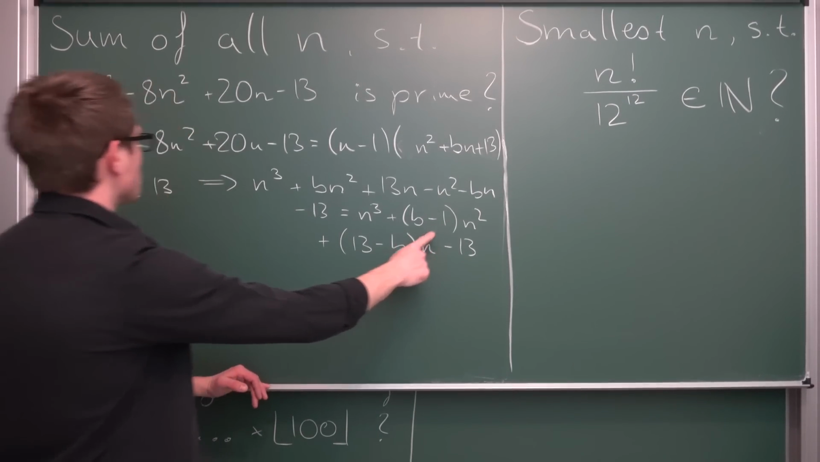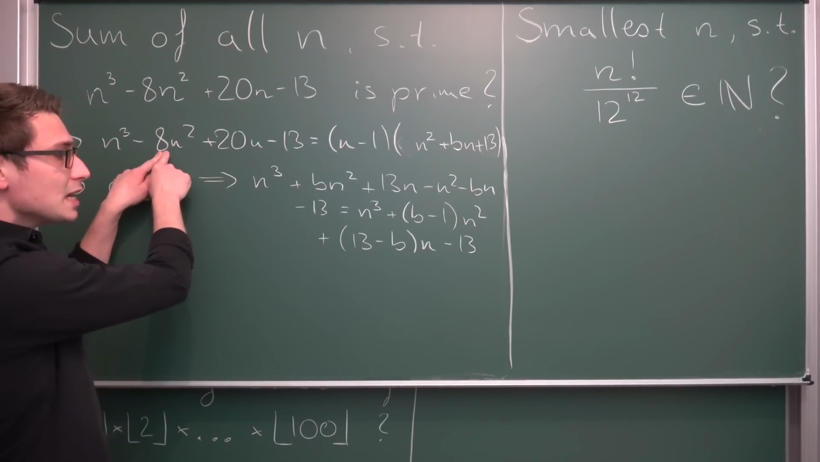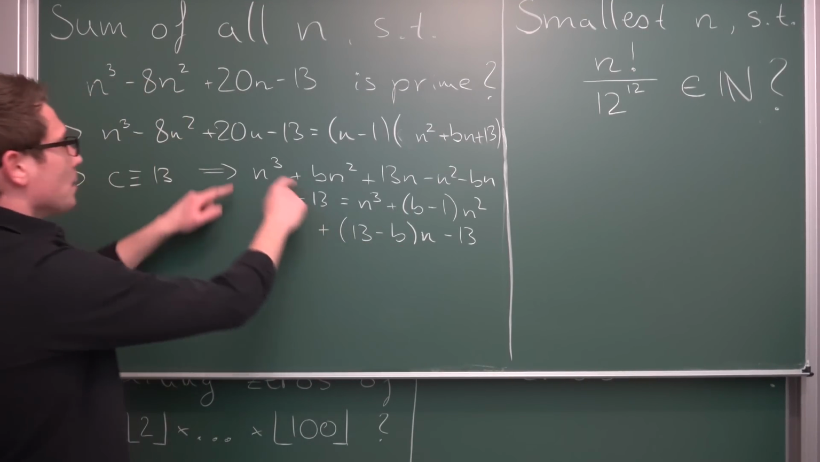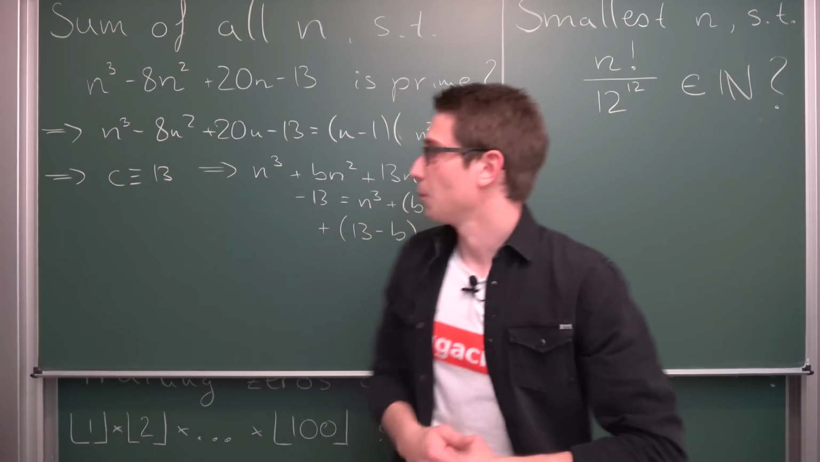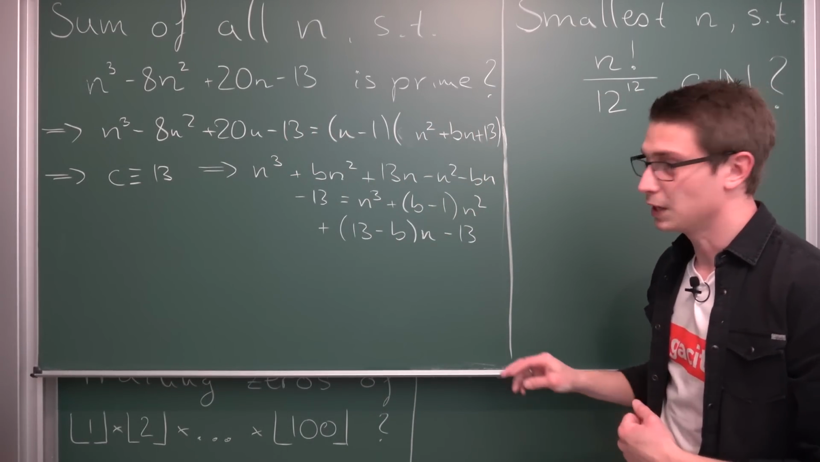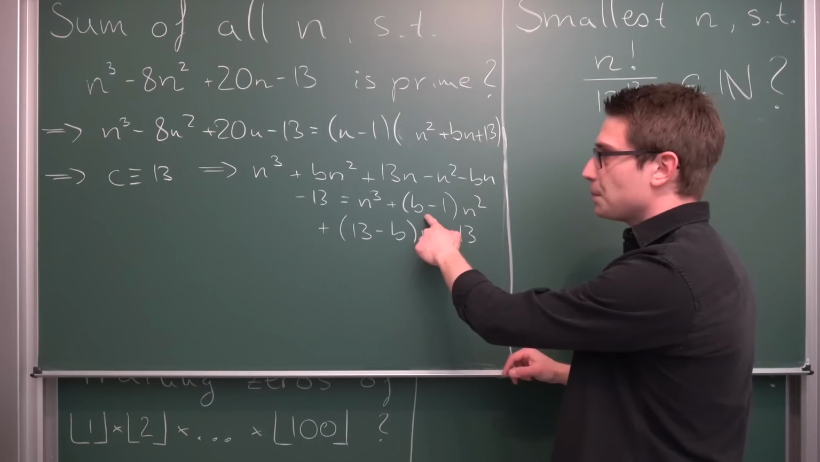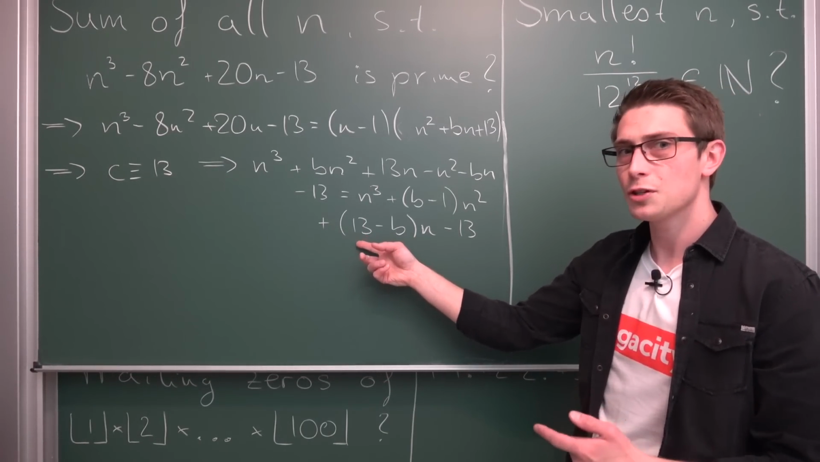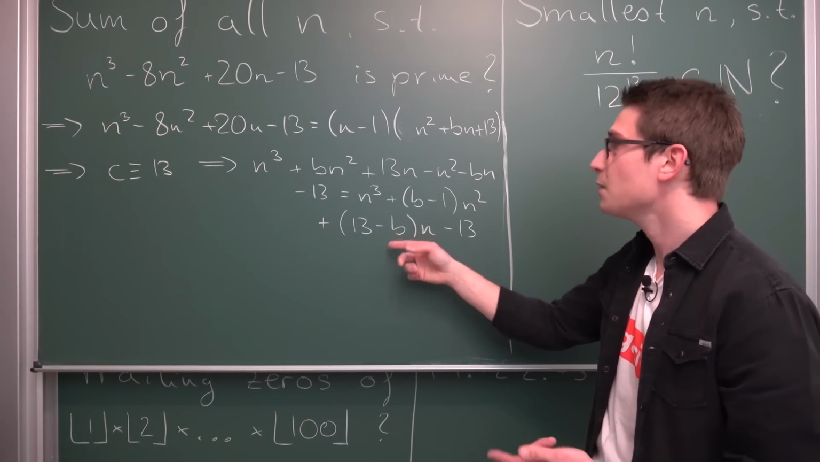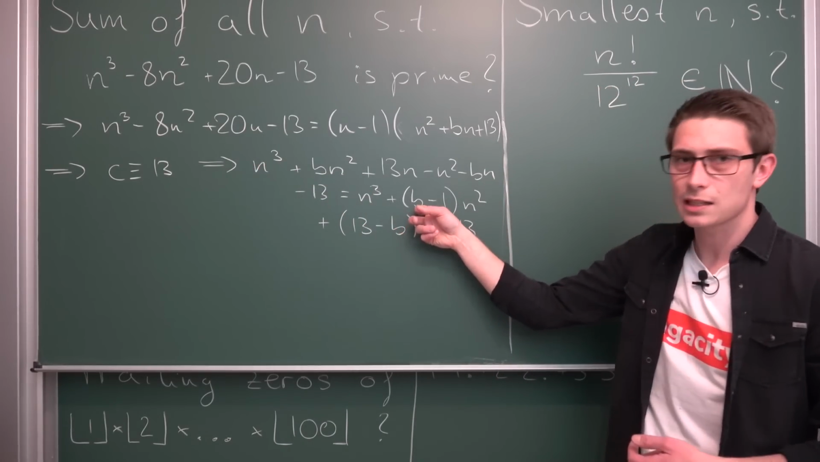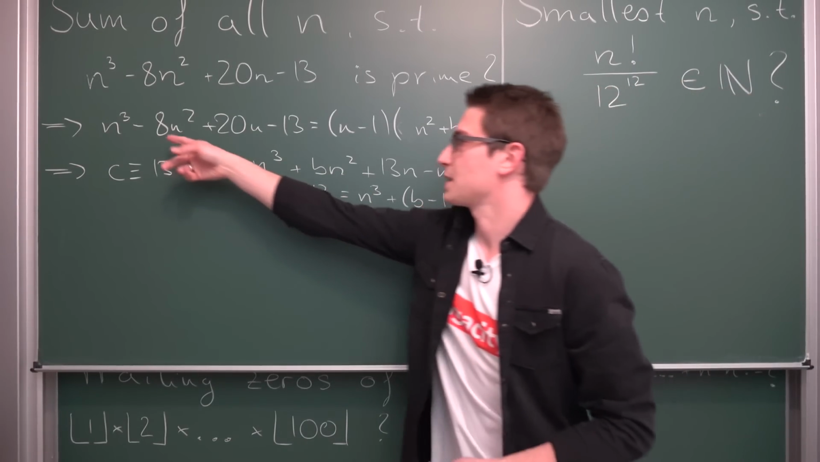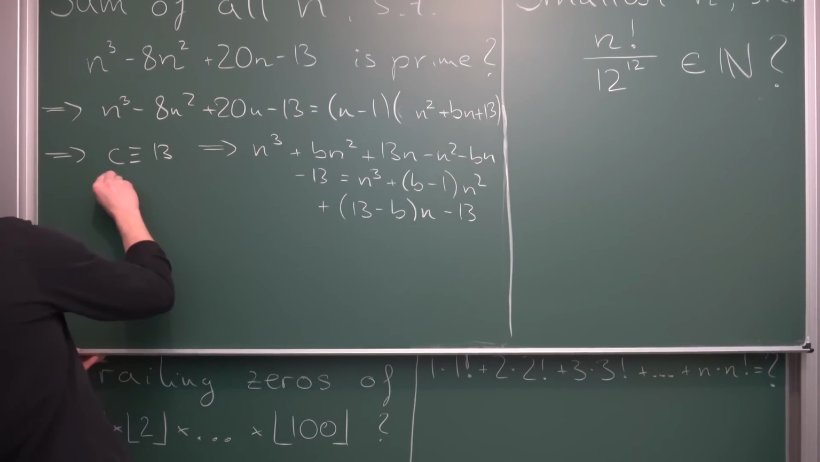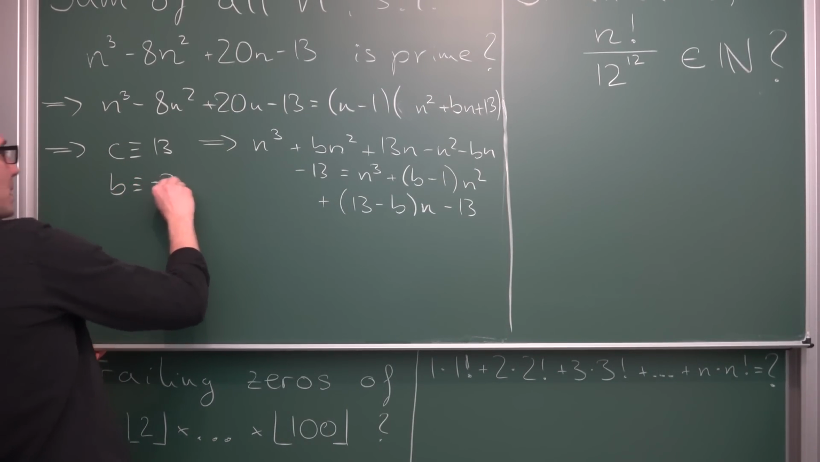I mean, b minus 1 must be equal to negative 8, and we also have 13 minus b must be equal to 20 if we were to compare coefficients with the original polynomial. And yeah, it's quite easy to see that b must now be equal to negative 7, okay? Because 13 minus negative 7 is 13 plus 7 gives us 20, and also here negative 7 minus 1 is going to give us negative 8. Meaning overall, b must be equal to negative 7.